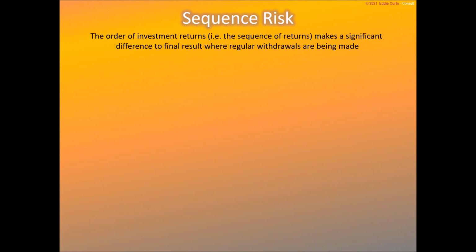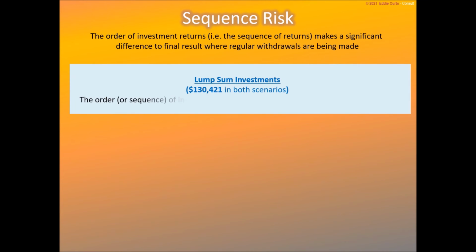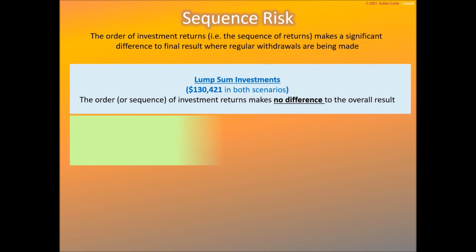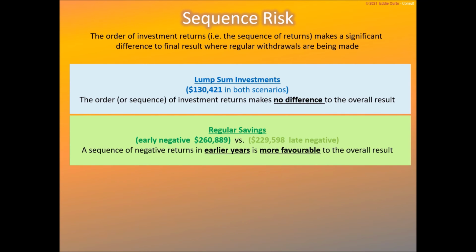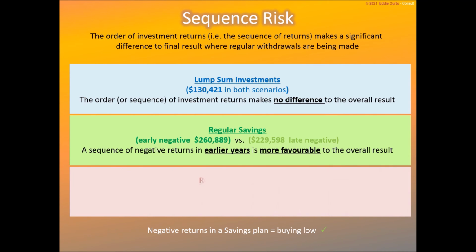So what does this mean? Sequencing risk when it comes to lump sum investments does not exist because the order or sequence of returns makes no difference to the end result. When it comes to regular savings, the sequence of negative returns earlier in the piece is more favourable to the overall result. The reason for this is that negative returns in a savings plan forces you to buy low, which is in line with our initial theory of buy low and sell high.